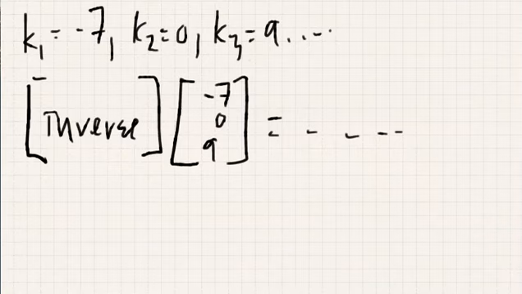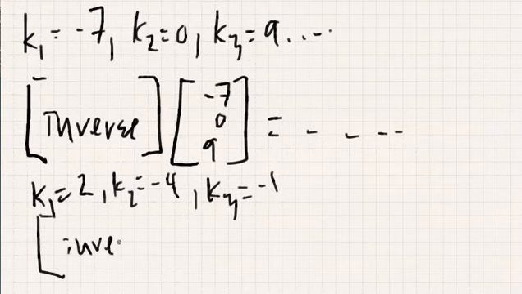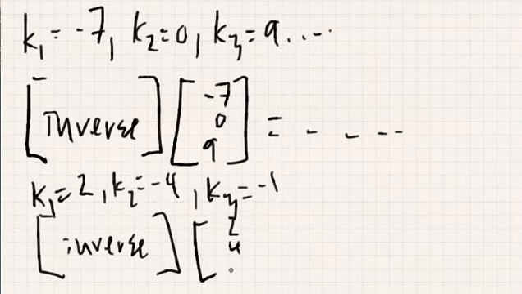I would have to recompute the inverse. But then finally it gives you another example: k1 equal to 2, k2 equal to negative 4, and k3 equal to negative 1. And again, I would take the inverse here and multiply it against 2, negative 4, negative 1, and I get whatever the answer is.